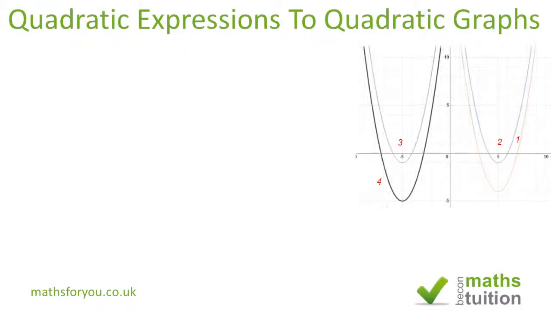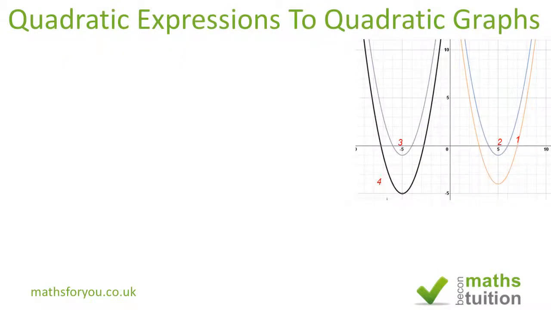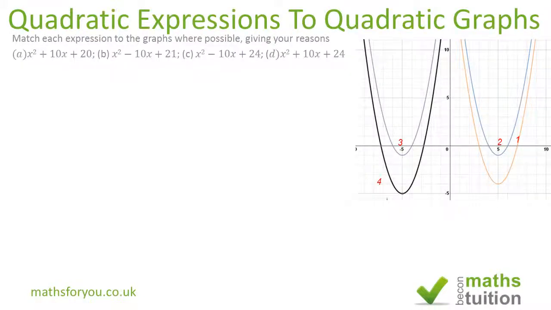Right, now these are our graphs and these are the expressions. We're supposed to match these four expressions to these four graphs. Firstly, if we have a look at the constants of these expressions, on A we've got 20. The factor pairs of 20 are 1 and 20, 2 and 10, and 5 and 4. None of these factor pairs add up to 10, which suggests that we cannot factorize expression A in the normal way.